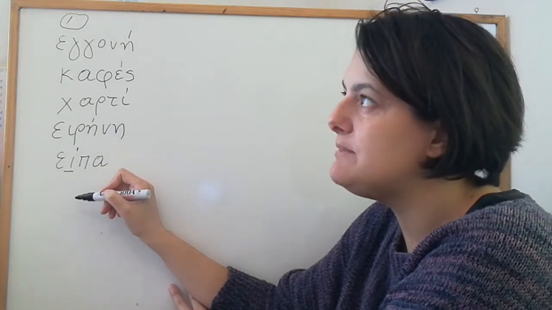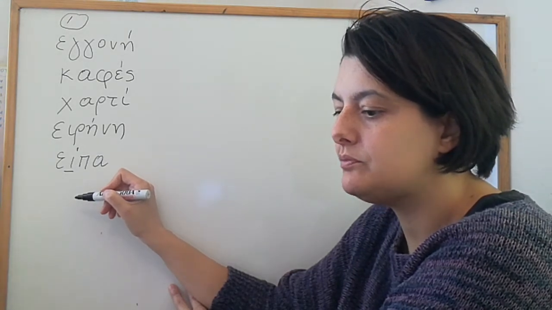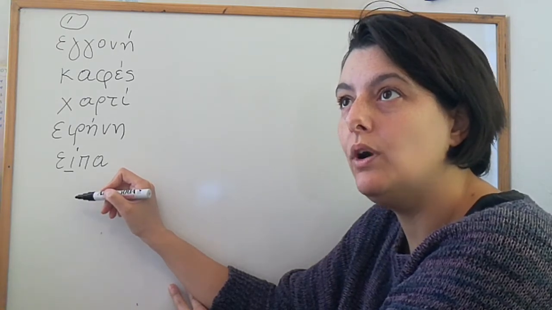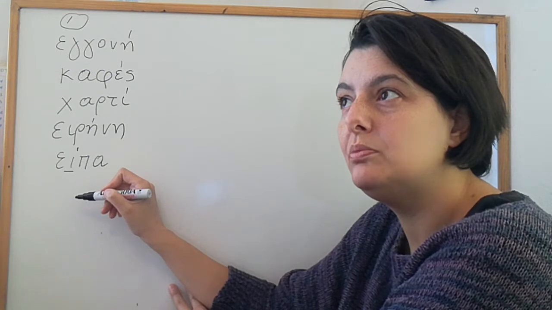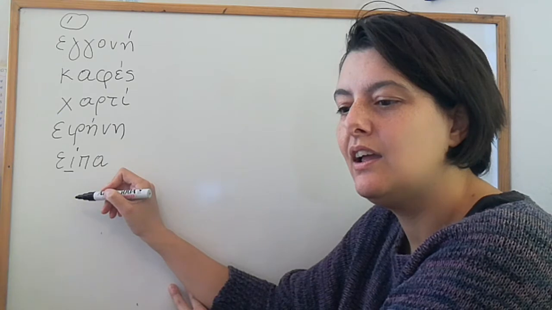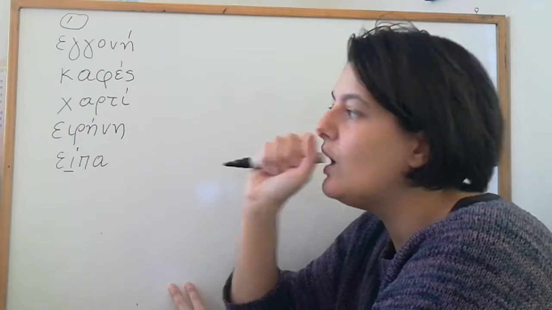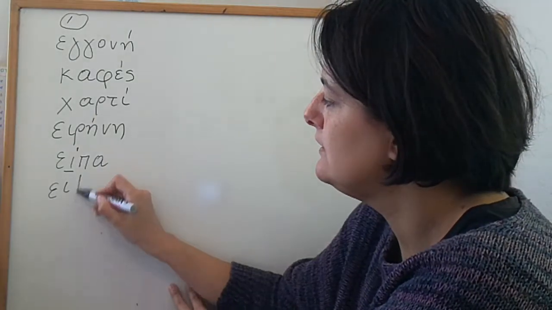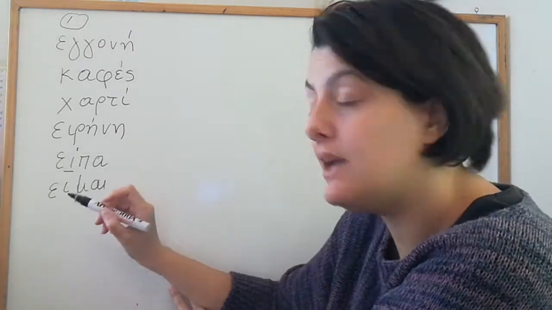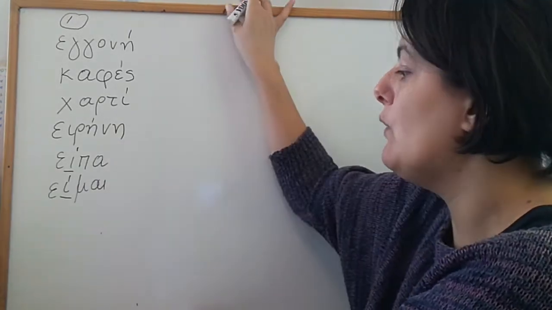Or if we have, let me give you another example. Let me think of one with a double vowel. Okay, είμαι. Είμαι means I am. Είμαι, here in the second of the two vowels.